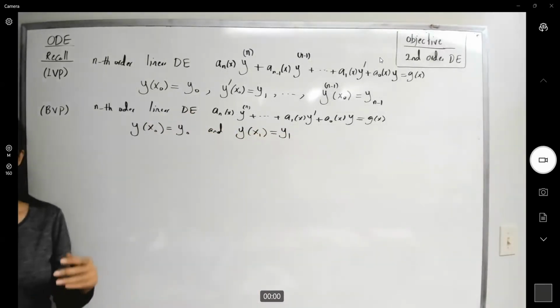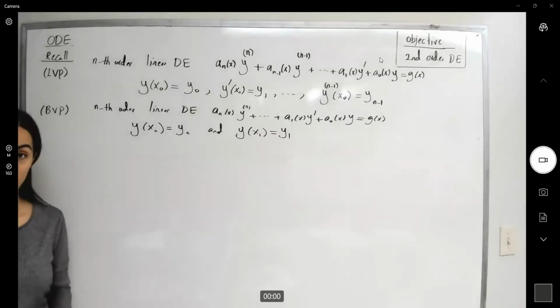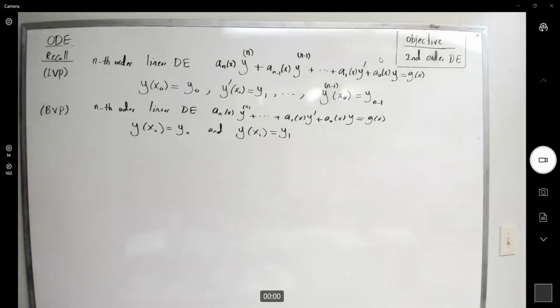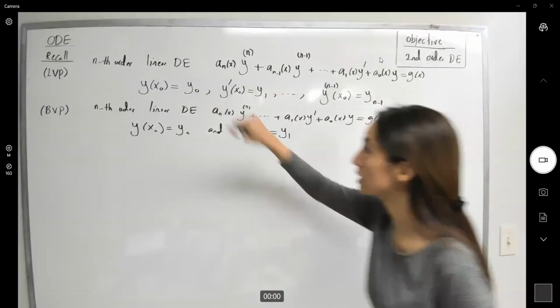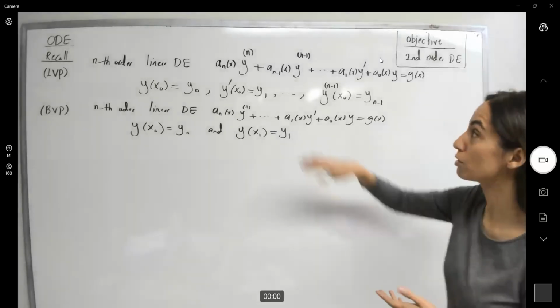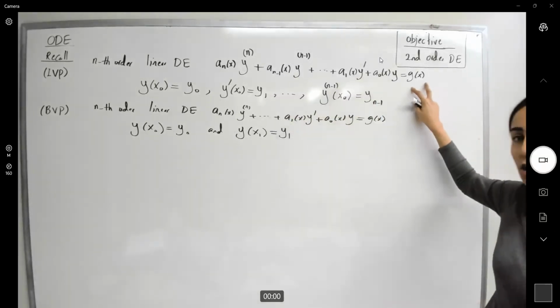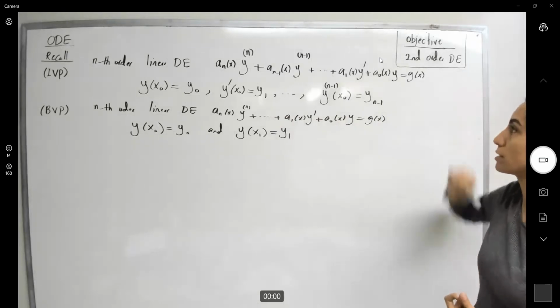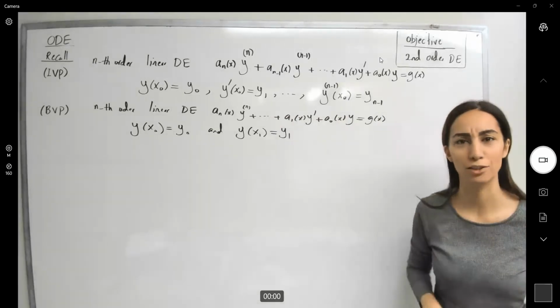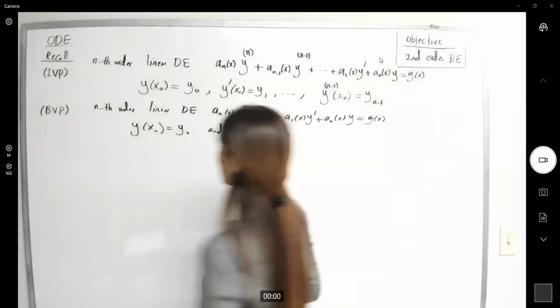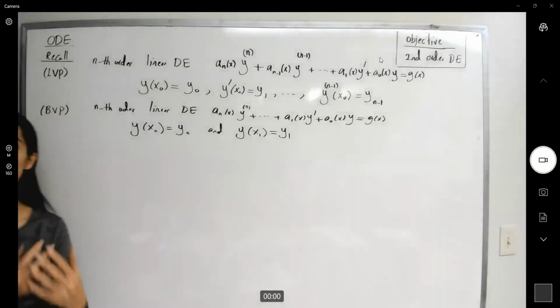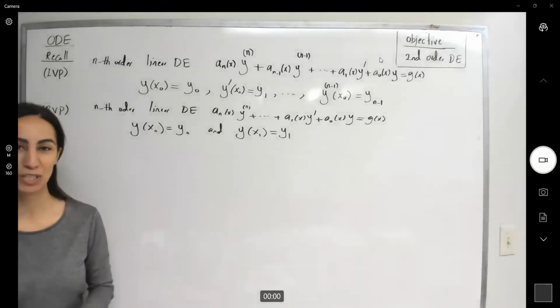We talked about the uniqueness and existence of the solution. Remember that a_n cannot be equal to 0, and the rest of the coefficients, and also if you have a non-homogeneous differential equation, these must be continuous on an interval. Then the theorem guarantees that we can find a solution, and that solution is unique.